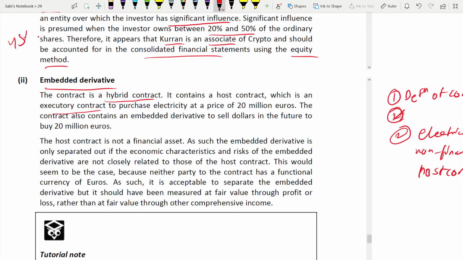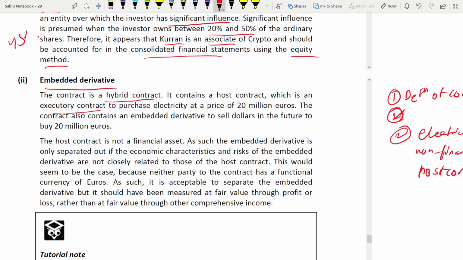Why executory contract? Executory contract means neither of the parties is performing their obligations. The one who has to buy electricity is not buying, the one who has to sell is not selling yet. They are going to do it in the future. They have not bought or sold. None of the parties performed any of their obligations. That's why it is known as an executory contract.